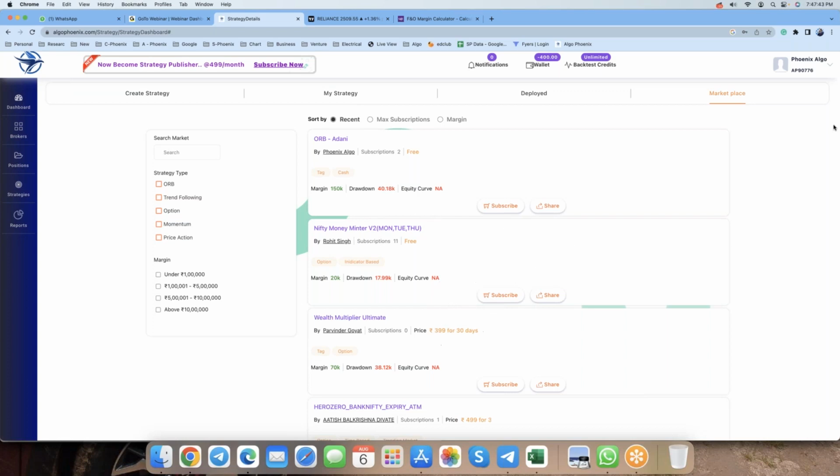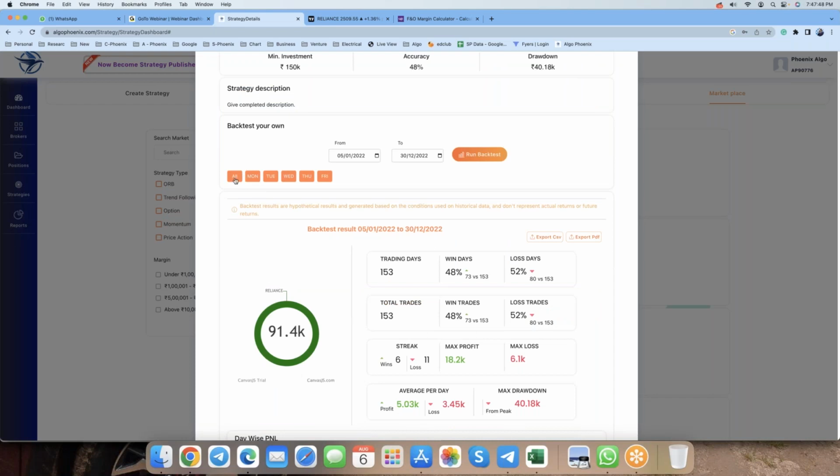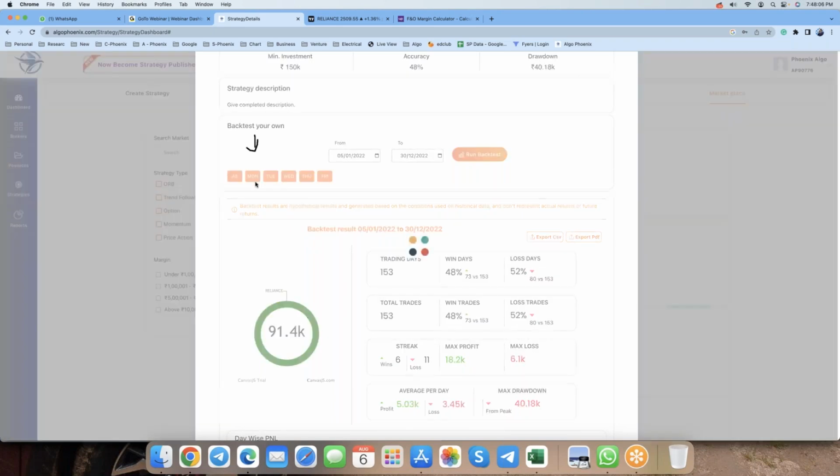Okay. In Adani Cash, whatever we did, we backtested it, but we didn't check which day is profitable. Look at here. One more beautiful strategy. Monday it is giving a loss. Don't deploy on Monday. Tuesday it's giving profit. Wednesday it's giving profit. Thursday it's giving loss. Friday it's giving profit. So Monday and Thursday are knocked off.